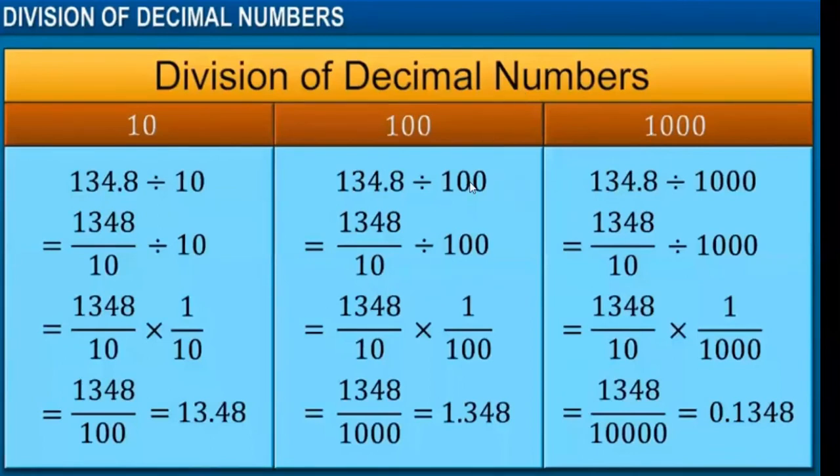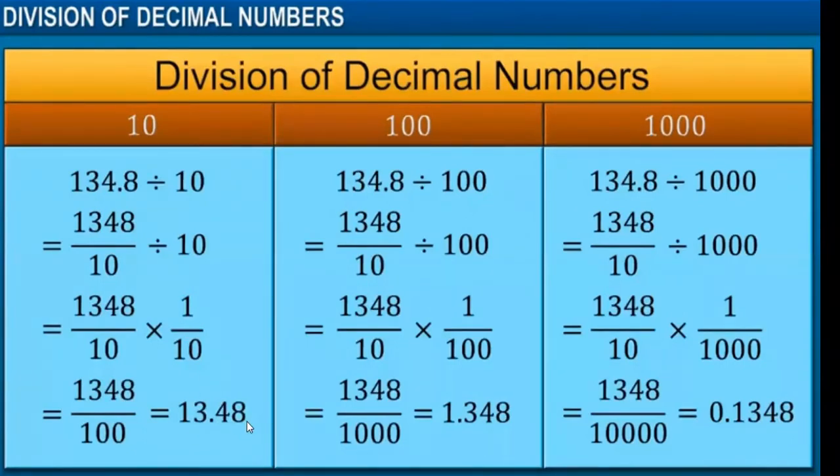Okay, now in this we can see a shortcut. We can see a special feature in this, or rather a change that happened. Okay, so if we look at our question, what we had was 134.8. That was divided by 10. Now if you see the final answer, it is 13.48.